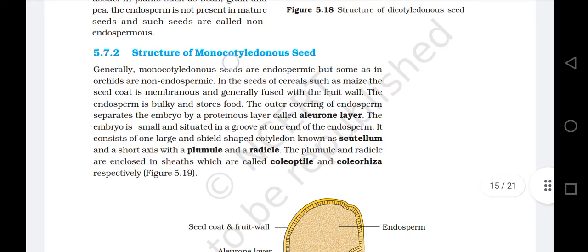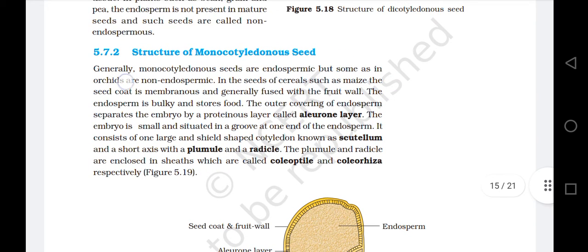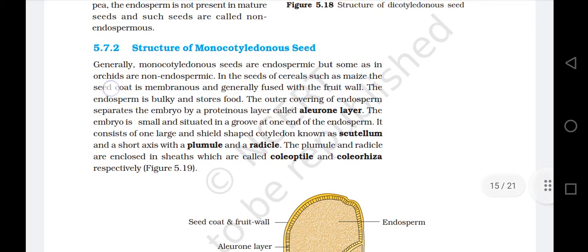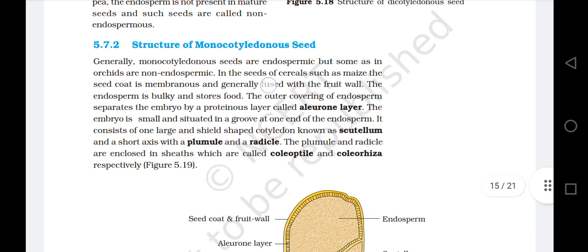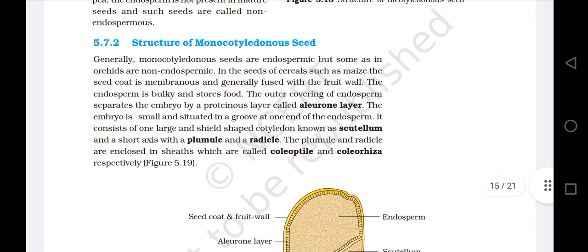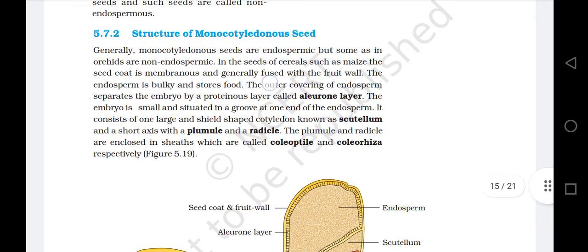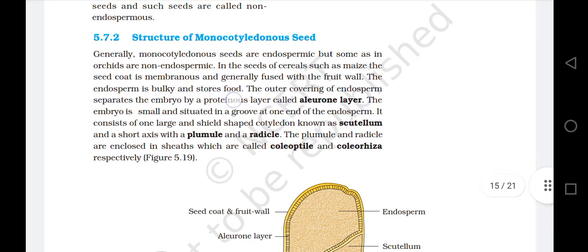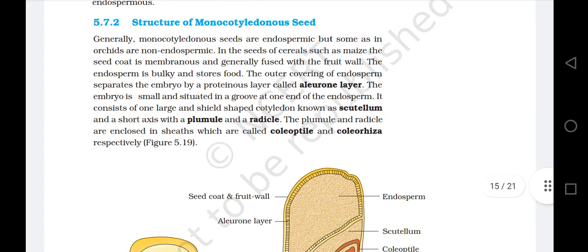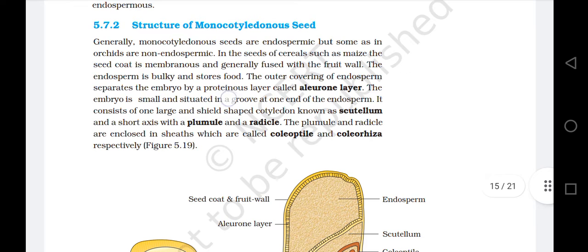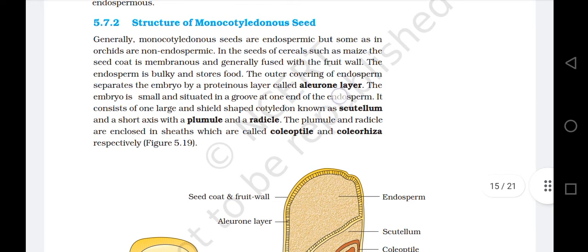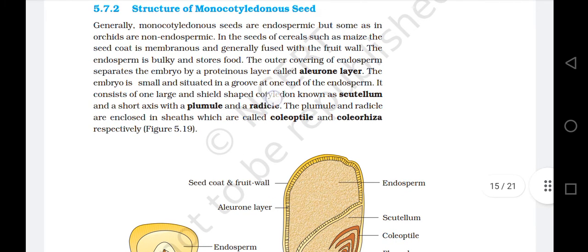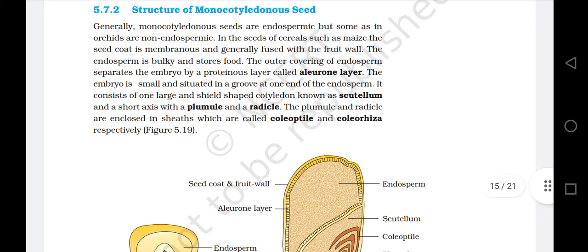5.7.2 Structure of monocotyledonous seed. Generally, monocotyledonous seeds are endospermic, but some, as in orchids, are non-endospermic. In the seeds of cereals such as maize, the seed coat is membranous and generally fused with the fruit wall. The endosperm is bulky and stores food. The outer covering of endosperm separates the embryo by a proteinaceous layer called aleurone layer. The embryo is small and situated in a groove at one end of the endosperm.